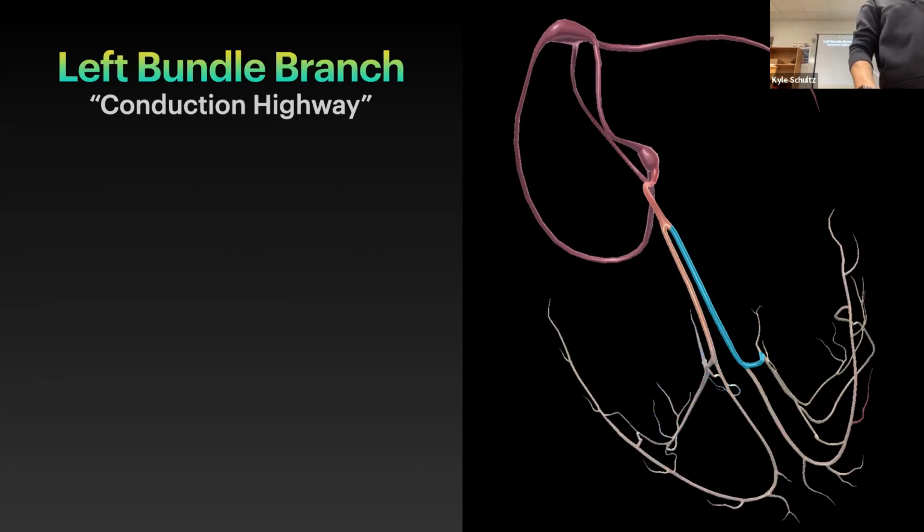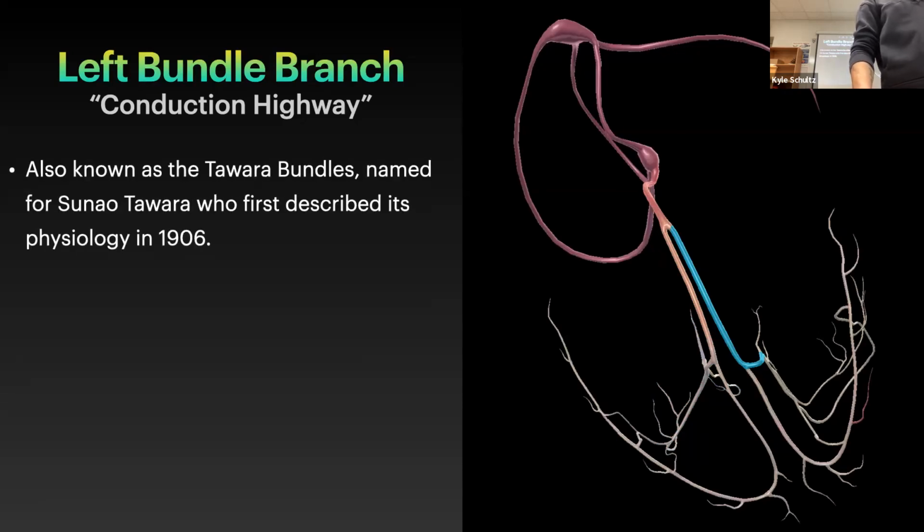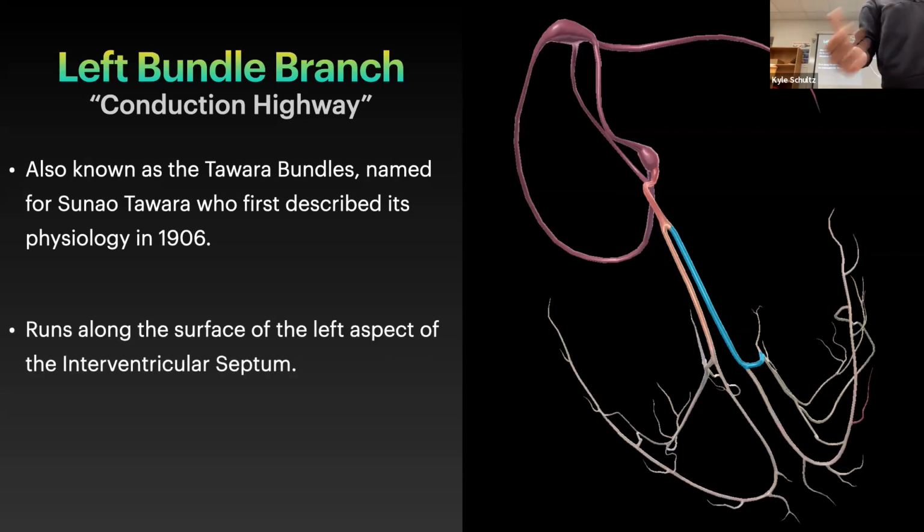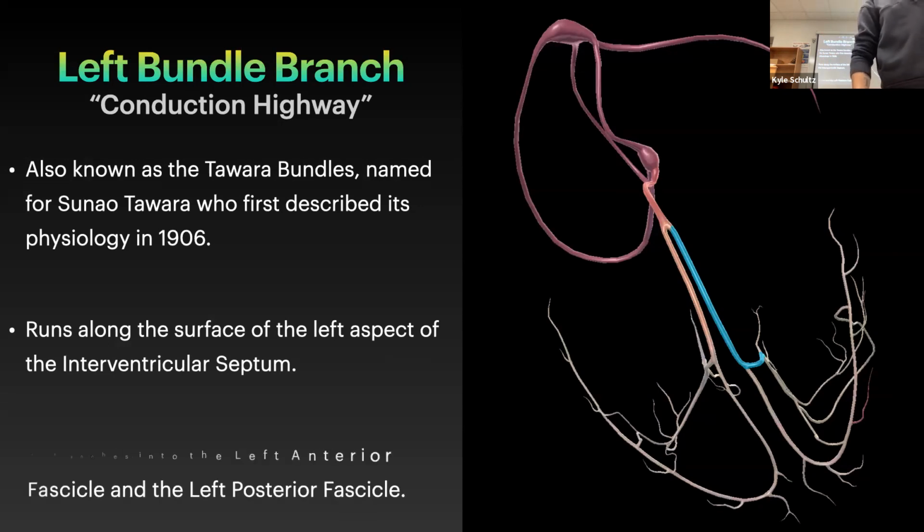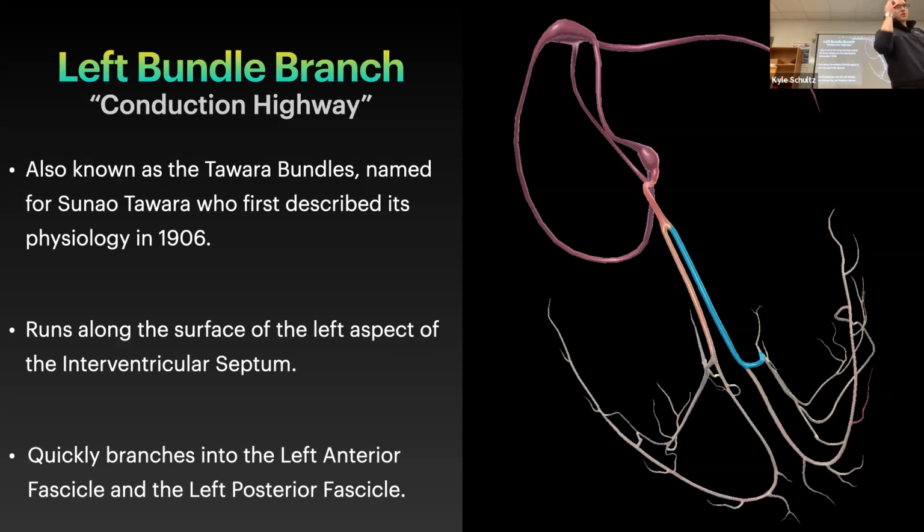Then we get into the left bundle. Again, it's just going to be another conduction highway, is the way I like to think about it. Also discovered by Tawara. It runs along the left aspect of the septum, and this quickly branches into the left anterior and left posterior fascicle.